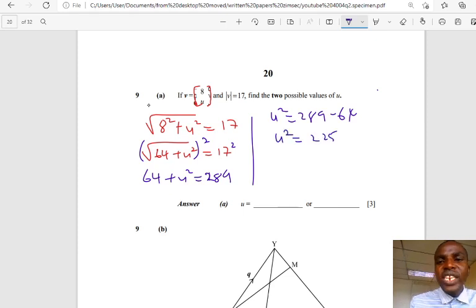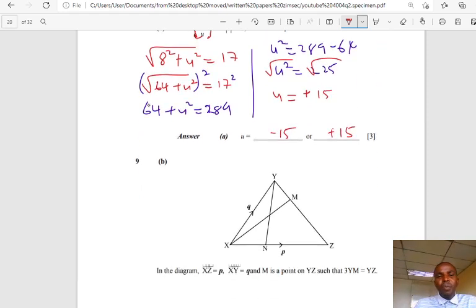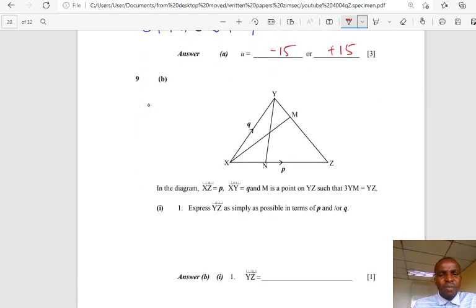Then to get rid of the square, you put square roots. Then u is equal to the square root of 225, which is 15. It's plus or minus 15. So it's minus 15 or plus 15. Done. Next, these are vectors.